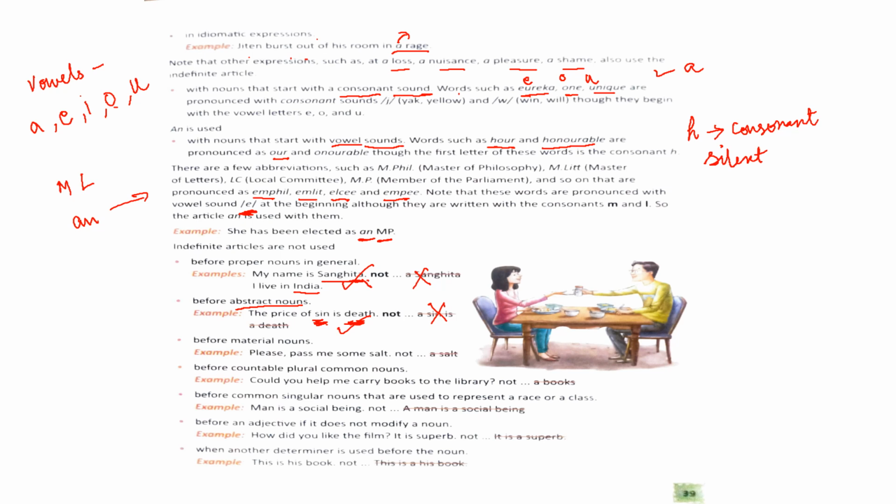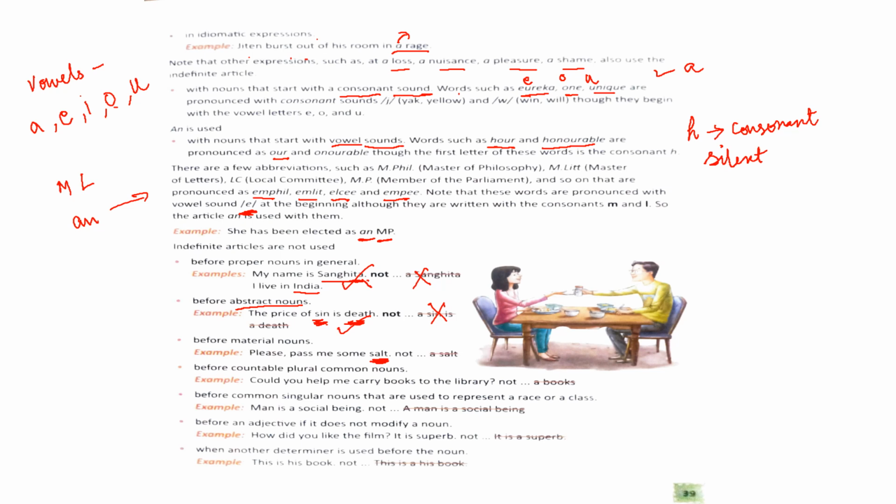Next one is before material nouns. We do not use it before material nouns. For example, please pass me some salt. Salt is an example of a material noun. So we do not say please pass me a salt. That would be incorrect. This one is the right one.